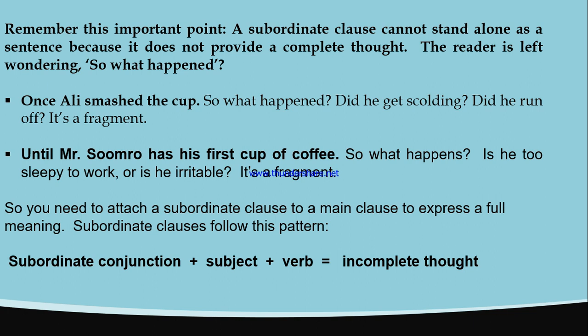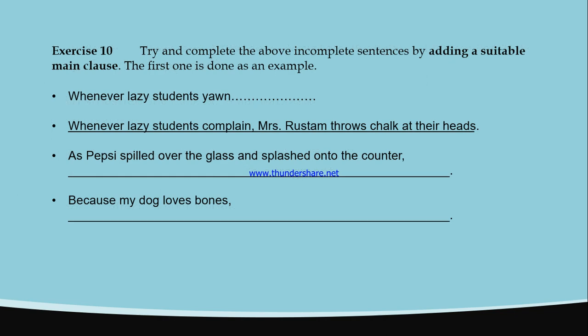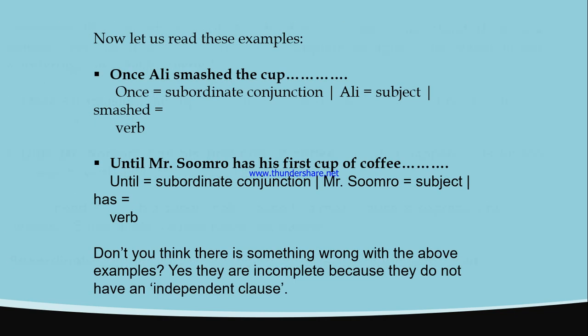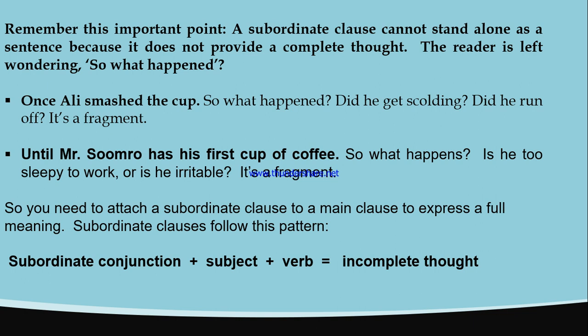The reader is left wondering, so what happened? What happened after that? Like I said, when I read the sentence, until Mr. Somro has his first cup of coffee, what happened after that? Once Ali smashed the cup, so what happened? Did he get scolding? Did he run off? It's a fragment. Until Mr. Somro has his first cup of coffee, so what happens? Is he too sleepy to work or is he irritable? It's a fragment again.